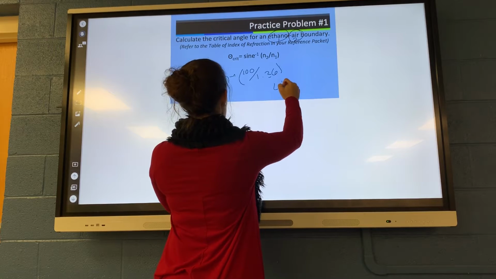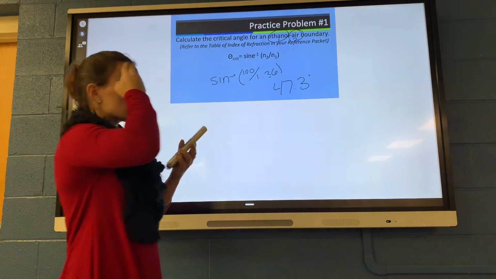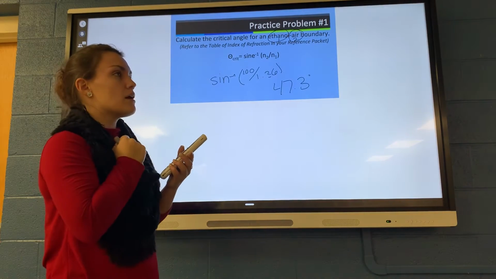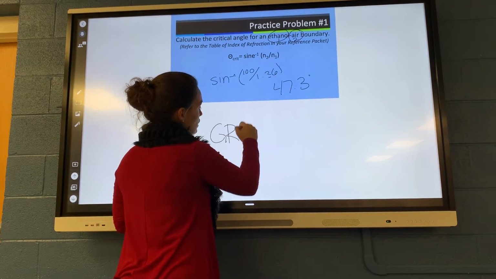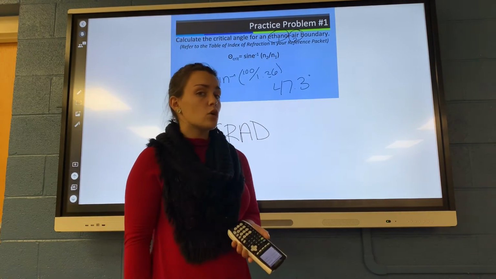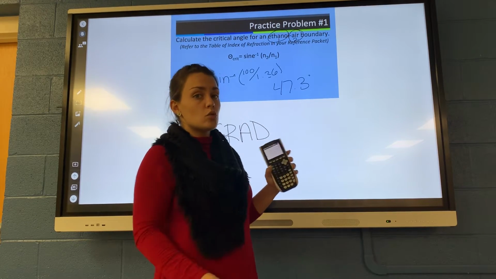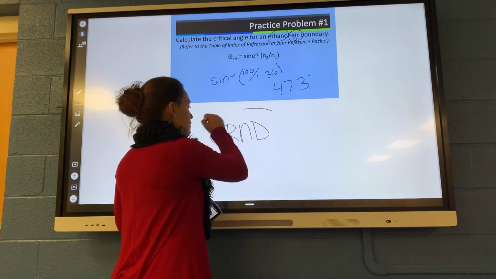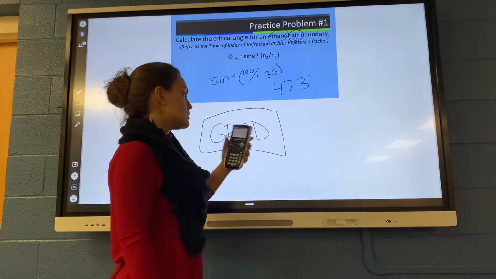Aha, there we go. My calculator was not in the right mode. It is 47.3 degrees. You should make sure that your calculator is in gradients, so hit mode and make sure it is in gradients. If you can't find it, see if your neighbor can help you find it. That's important. When you are doing wave problems only, it should be in gradients, all right? This is the mode that your calculator needs to be in.